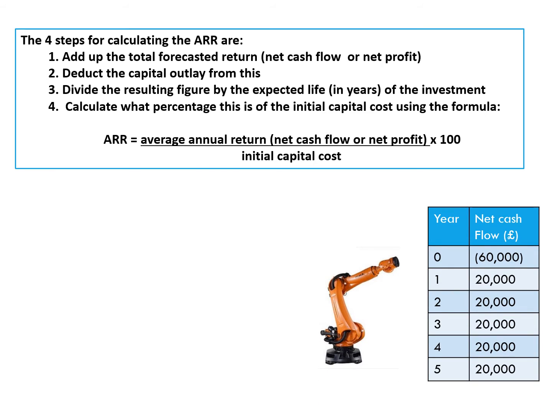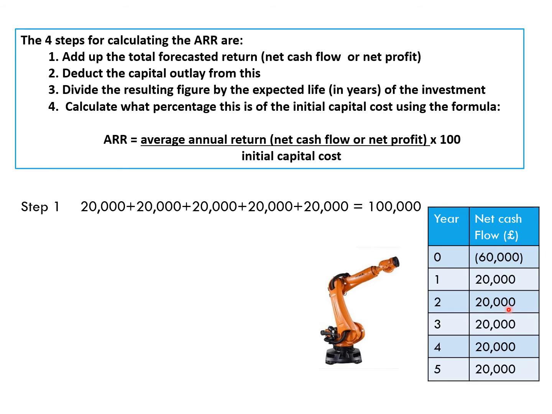This was the net cash flow figures that we had, and we can see the forecast returns here are 20,000 in each year, and the initial capital cost was 60,000. So step 1, add together the forecast returns. We're careful here not to include year 0, but just the return. So 20,000, 20,000, 20,000, 20,000, 5 lots of that, 100,000.